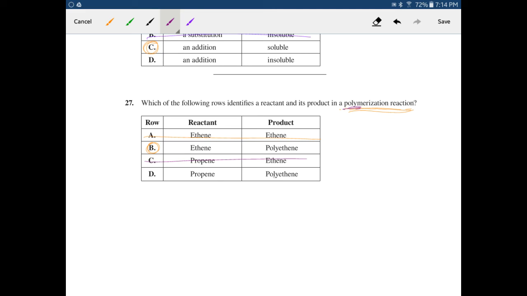Propene to polyethene. Well, this is closer, but if I had many propenes, it should be polypropene. Because I don't have many propenes, I have many ethenes, then I have ethene and polyethene, with one as my monomer and many as my polymer. So B is the only good answer given there.